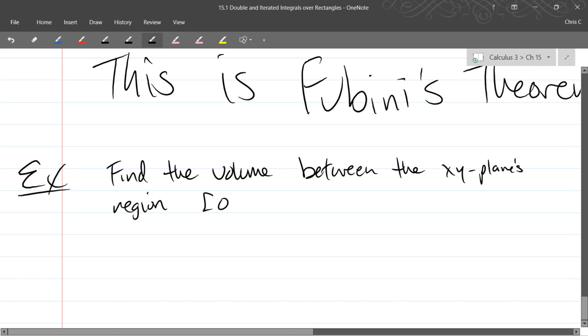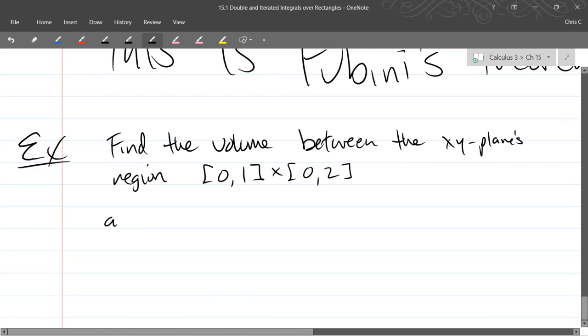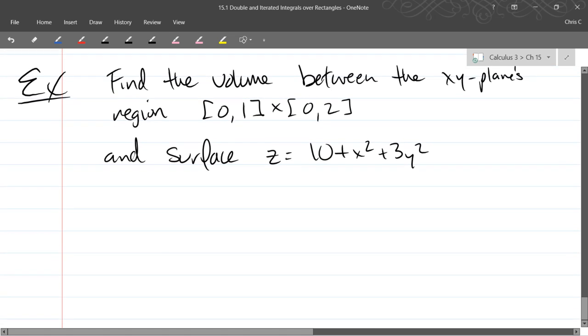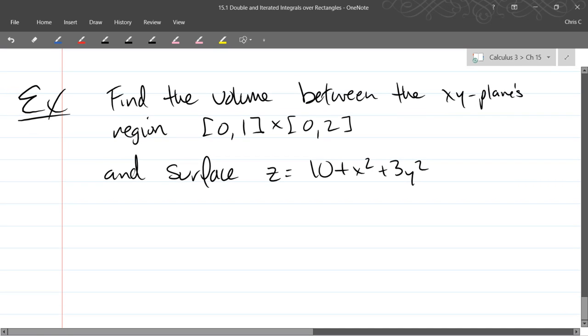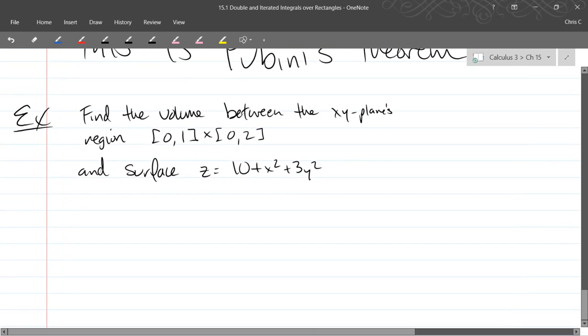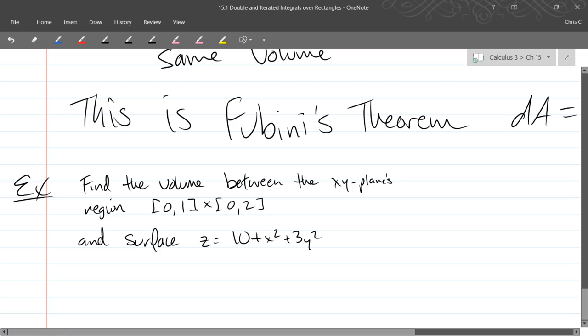So our region is going to be [0, 1] cross [0, 2], and the surface z equals 10 plus x squared plus 3y squared. Rectangle regions are relatively easy because you just have constant x, y values.